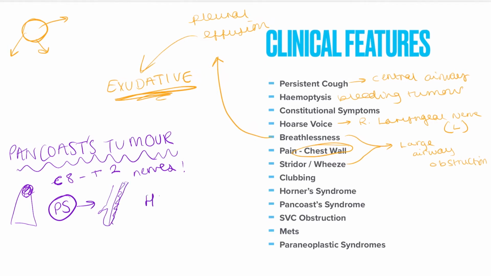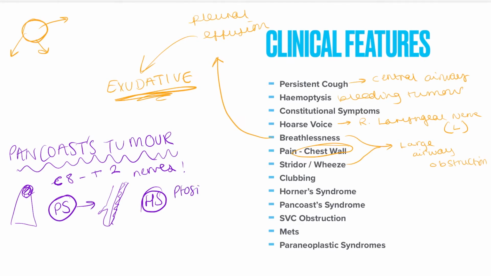And Horner's syndrome is when you get a group of different symptoms. So these are ptosis, miosis and anhidrosis. Ptosis is where you get a droop of the upper eyelid, miosis is constriction of the pupil, and anhidrosis is the absence of sweating. Pancoast tumour is only one of the causes of Horner's syndrome.